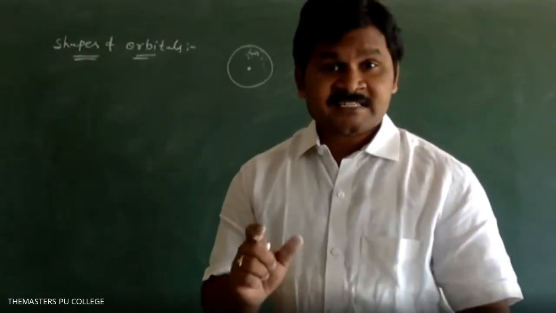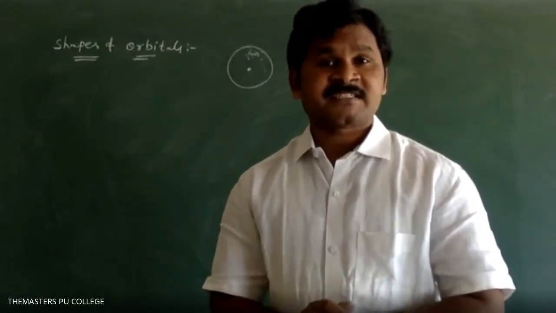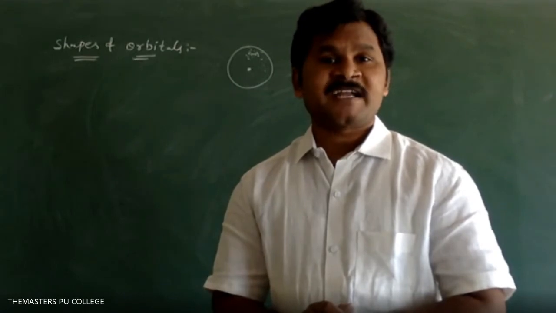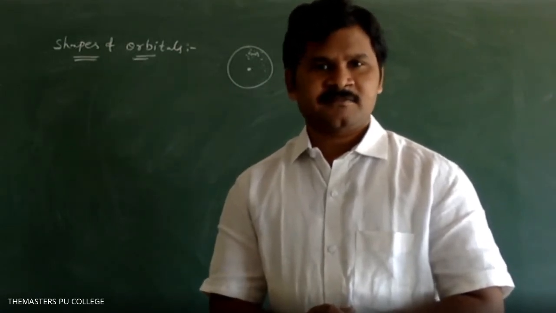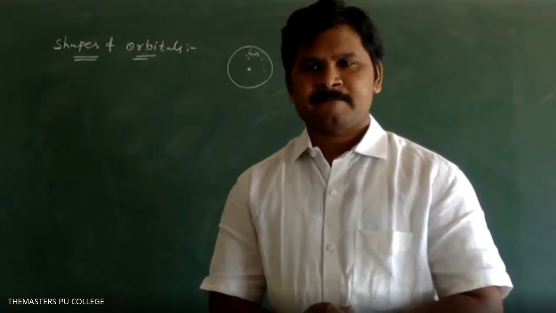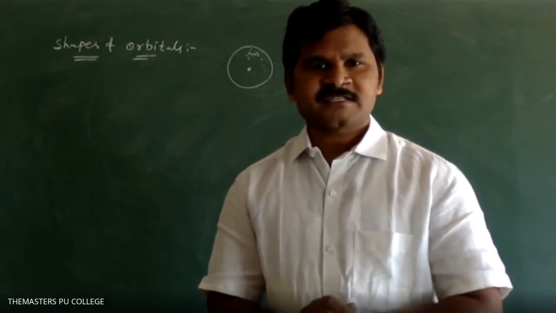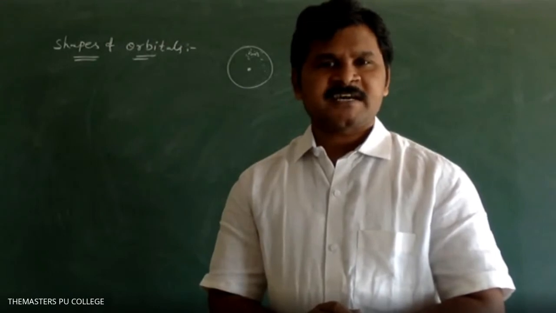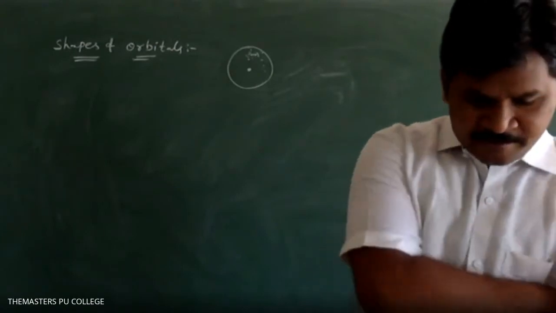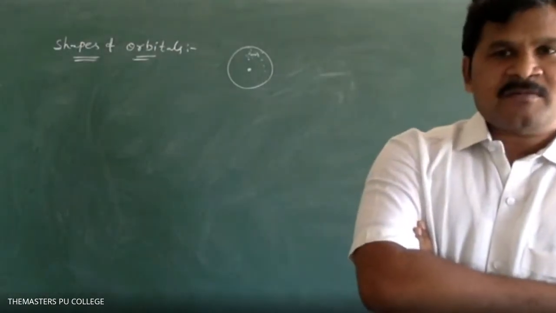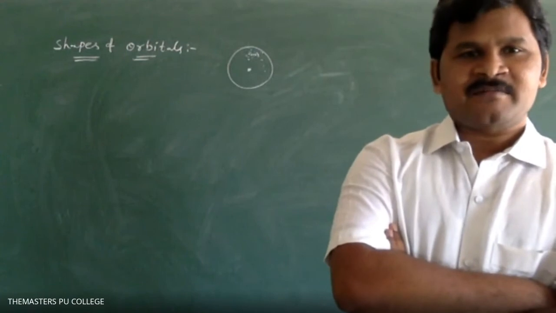The region or space around the nucleus where the probability of finding an electron is called orbital. Are you clear, students? What is orbital? The space around the nucleus where the probability of finding an electron is called orbital.